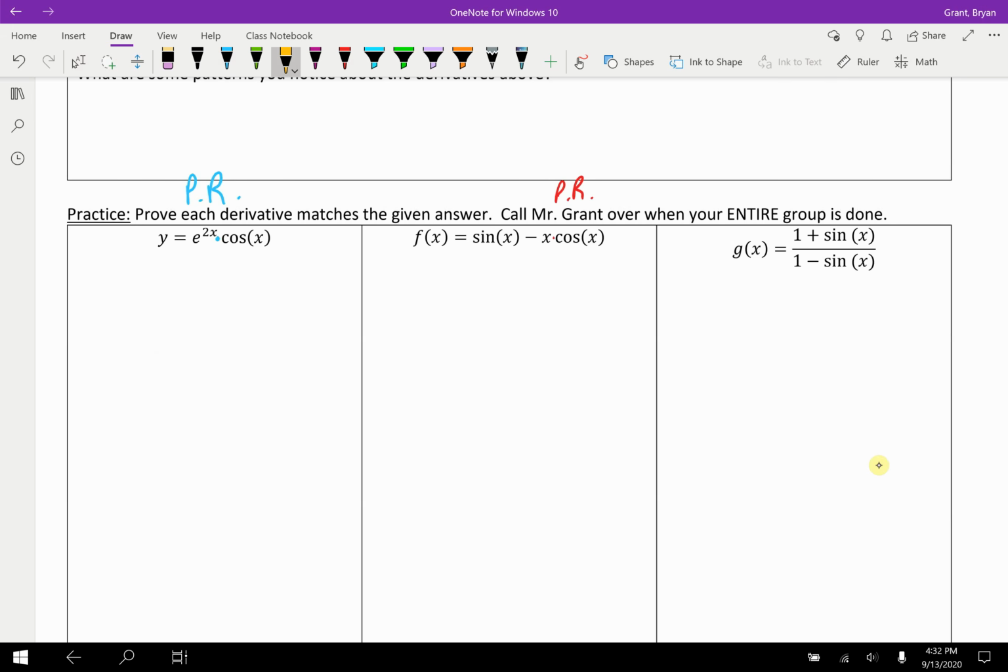And last but not least, you'll notice that 1 plus sine is being divided by 1 minus sine, and you'll probably need your quotient rule. Go ahead and pause me, work through all 3, and if you get stuck, try to get all 3 done or as much as you can, and then come back and watch me go over them.